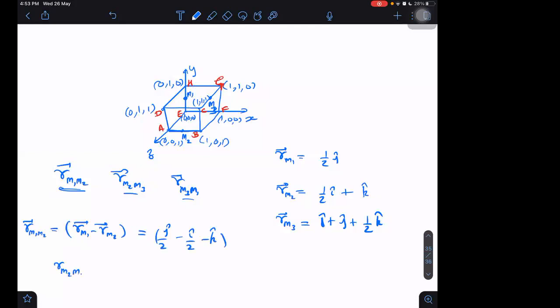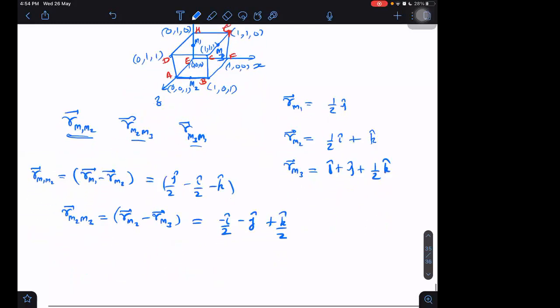Yes, sir. What is RM2M3? Similarly, RM2M3 will be RM2 minus RM3. The position vector of M2 with respect to M3 is the position vector of M2 minus the position vector of M3, which now becomes minus I by 2, minus J, and plus K by 2. Now, can you take the dot product of this with this?